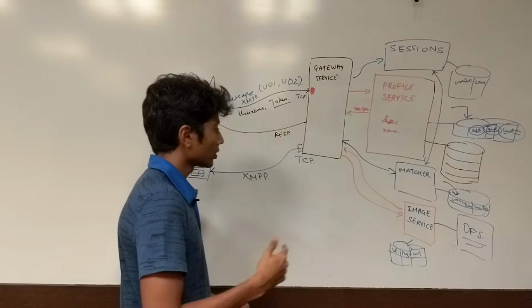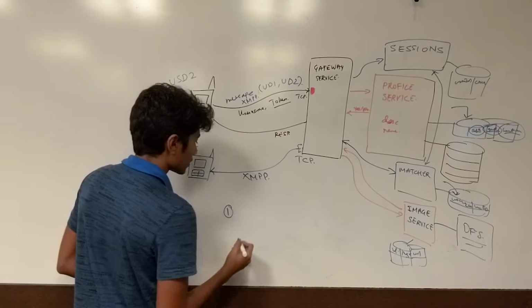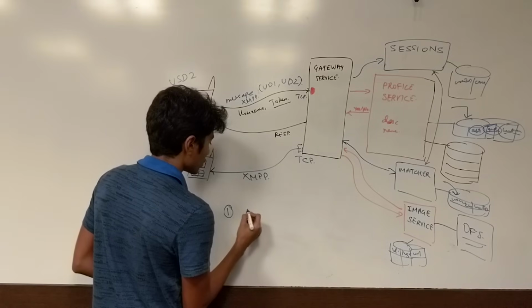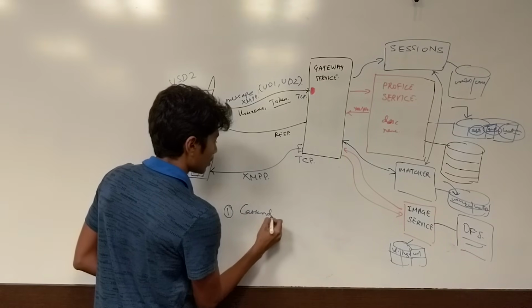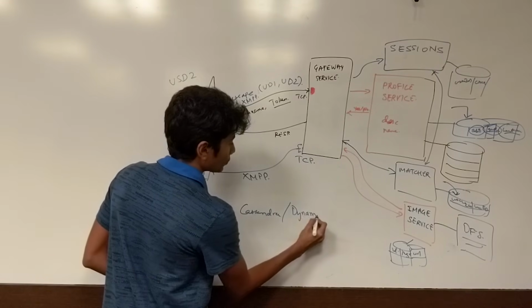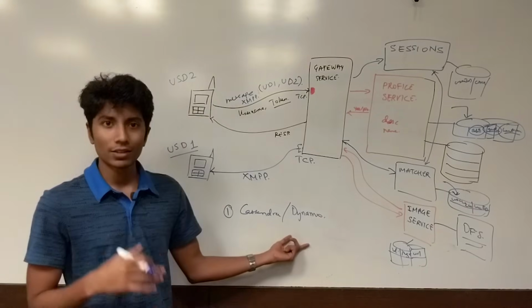So one of the things about the recommendation database is you could have a distributed database, which is something like Cassandra or Amazon Dynamo. Okay, that's the first solution.